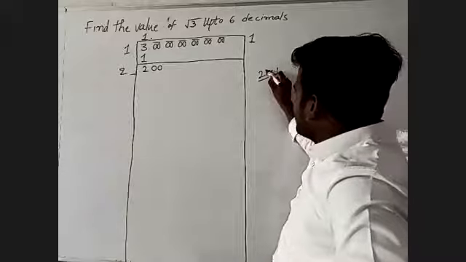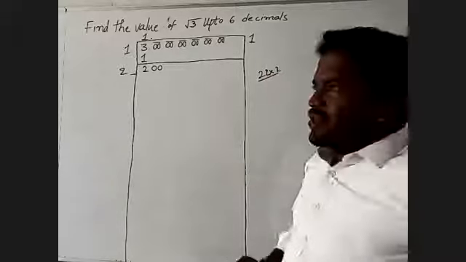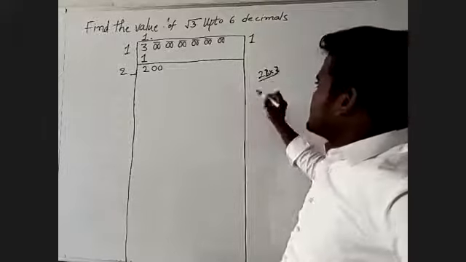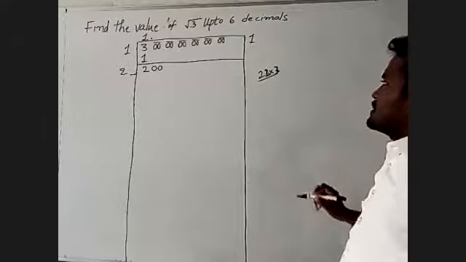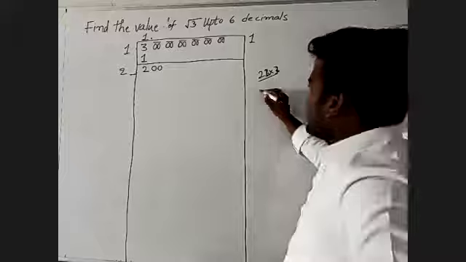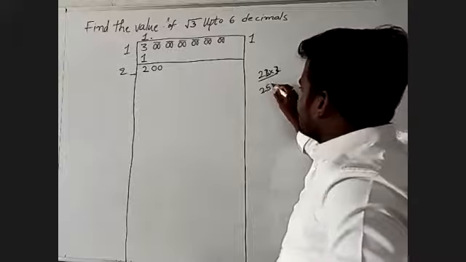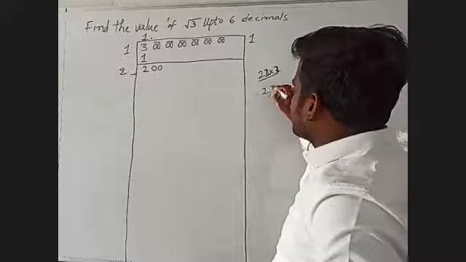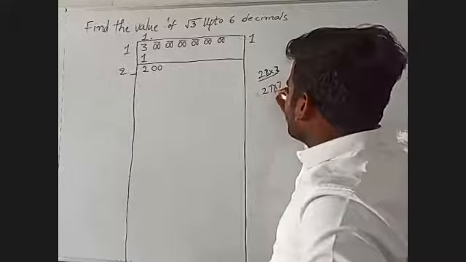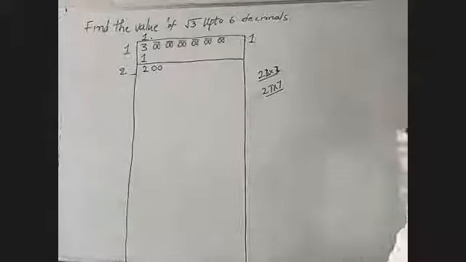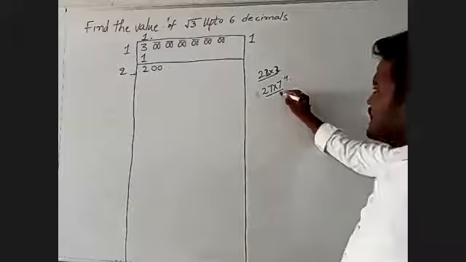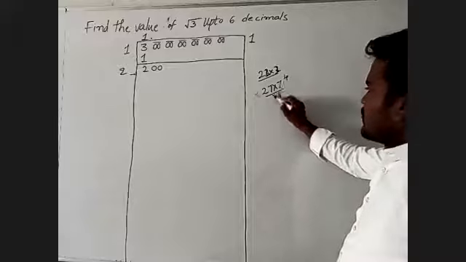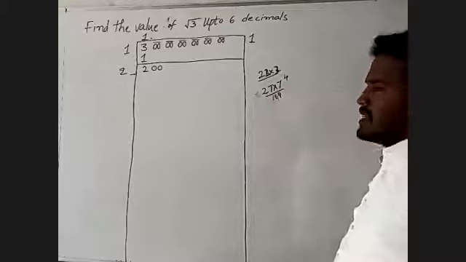I will take 2. This is also 44 only. I will take 3. This is 66 only. I will take 5. 25 into 5 is only 125. I will take 7. 27 into 7. 7 7s are 49, as well as 7 2s are 14, 14 plus 4 is equal to 18.